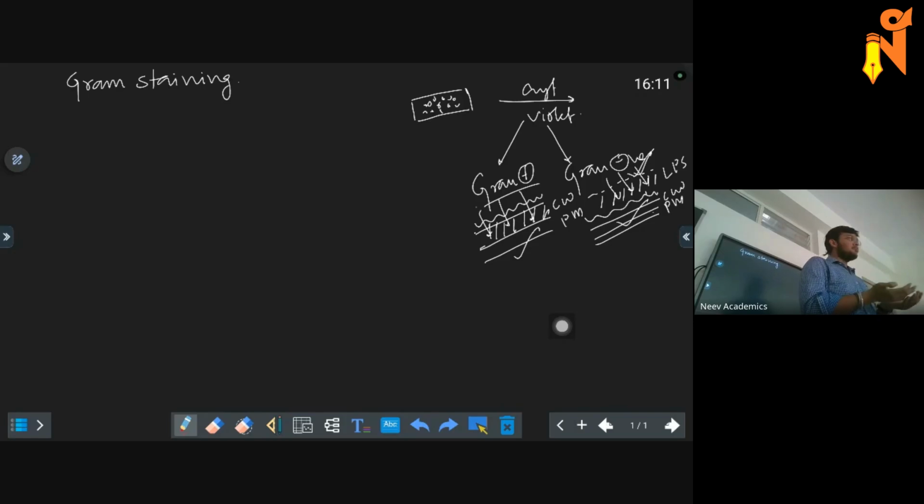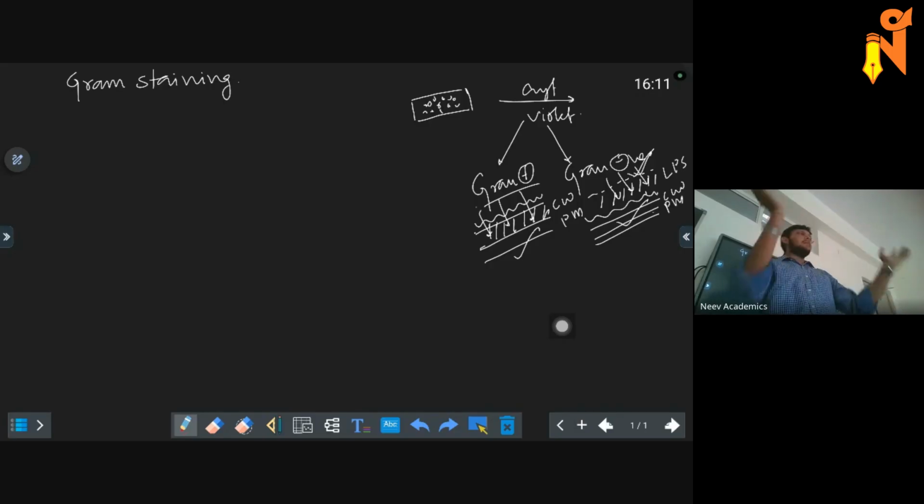This is not yet proved, but it is the most accepted hypothesis, that the foreign cells also have a lipid layer. We also have a lipid layer. So our immune system takes time to recognize them. That's why they more easily cause us disease. Clear? Now, there is a group of bacteria.